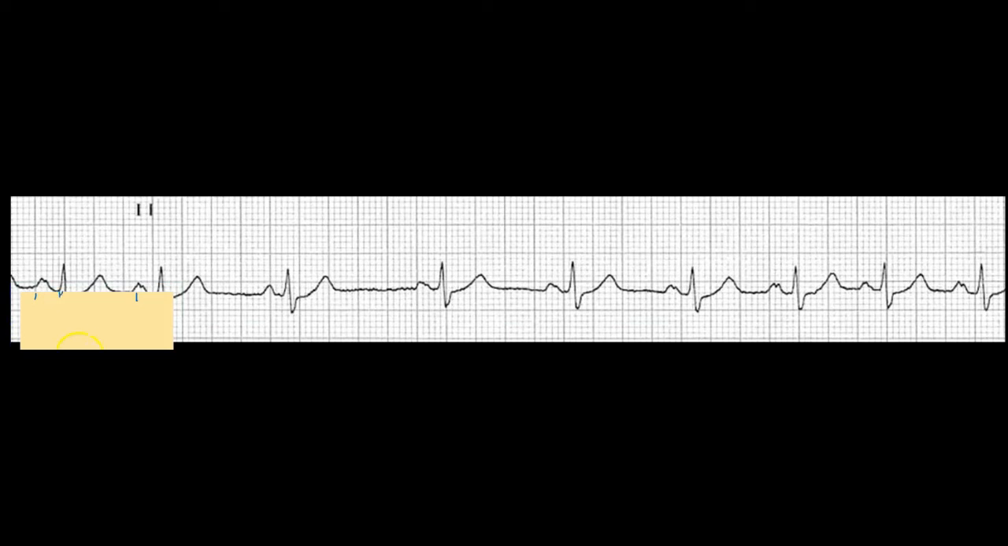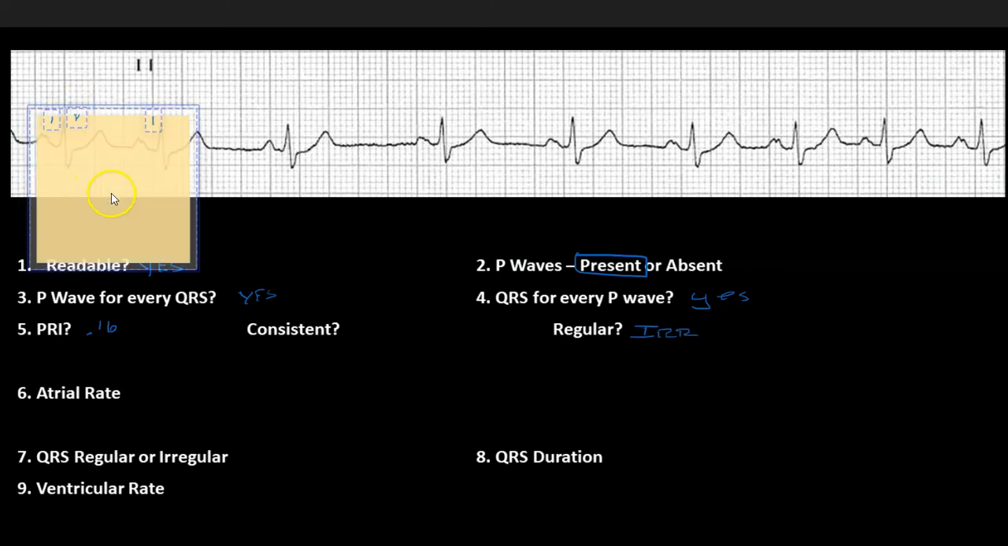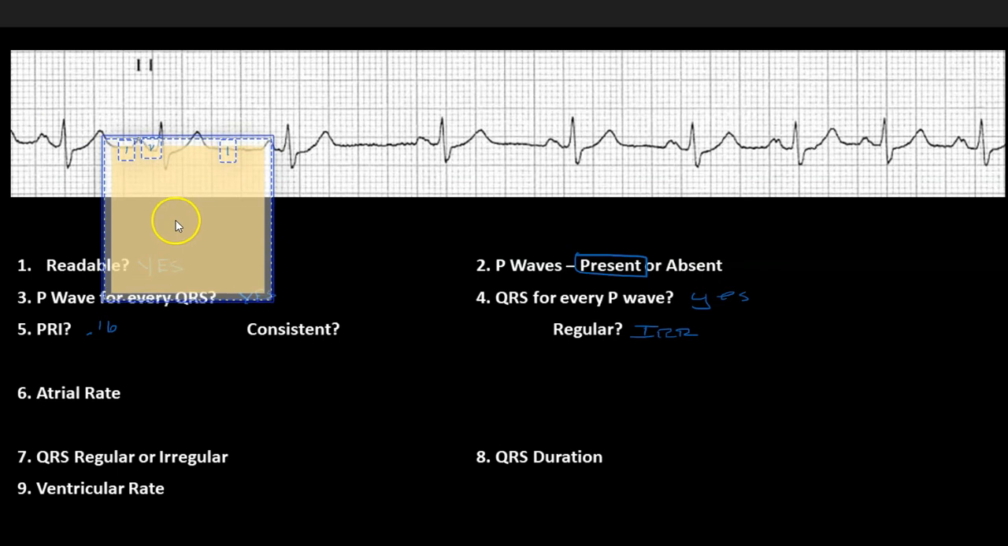And it looks like my PR interval is probably going to be within normal range. And yeah, it looks like we are at about 4. So that is 4 blocks, and that PR interval is going to be at 0.16. We find out that this was irregular, and we'll come back to that here in a minute. And let's see if our PR interval stays the same.